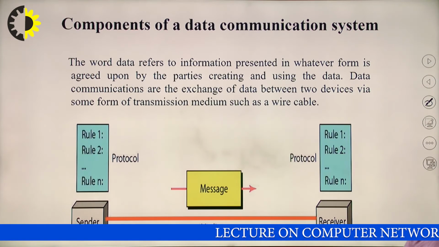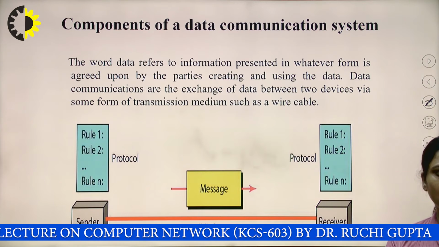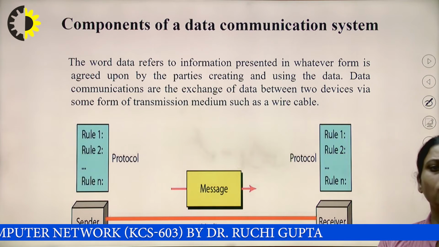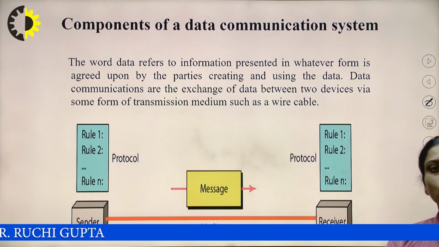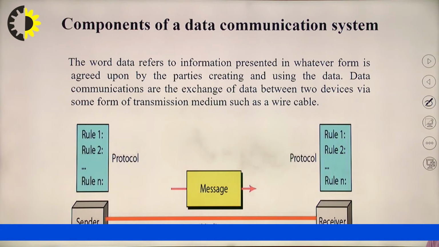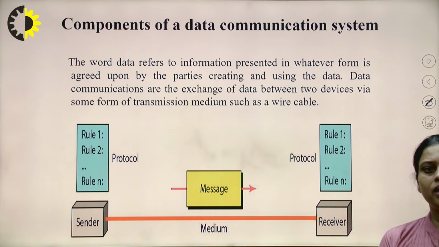Now, components of a data communication system. If we want to implement a network, if we want to connect 2 or more than 2 devices, we need various components. So what are these components? There is a need of one device which acts as a sender. We use another device which acts as a receiver. We need one medium, that is a communication medium. It may be a wired medium or a wireless medium.